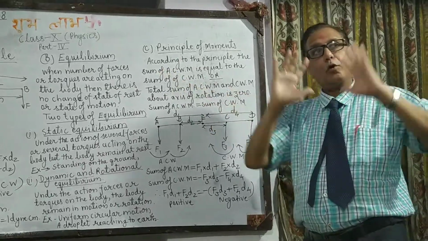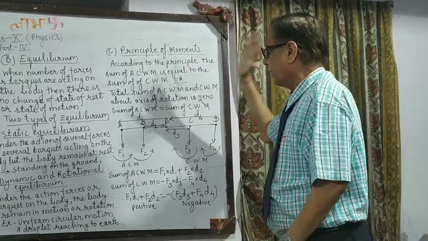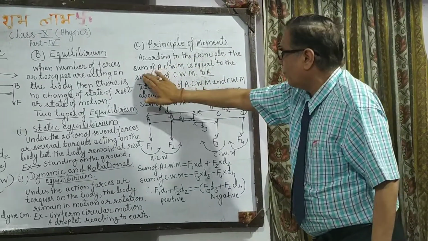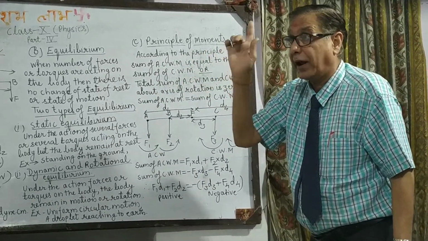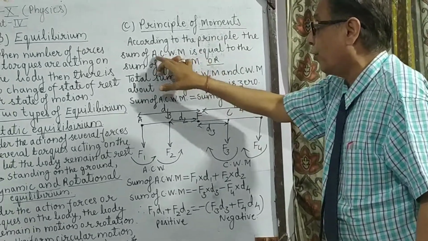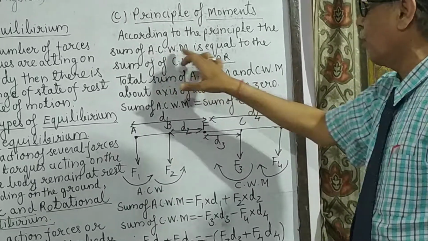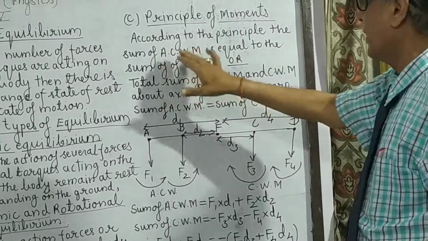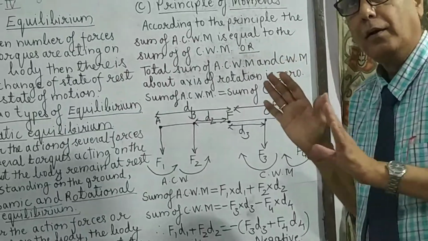According to this principle, which is also based on the law of conservation, the sum of ACW, remember this, ACW means A for anti, C for clock, and W for wise, anti-clockwise moment. So according to this principle, the sum of anti-clockwise moments is equal to the sum of clockwise moments.